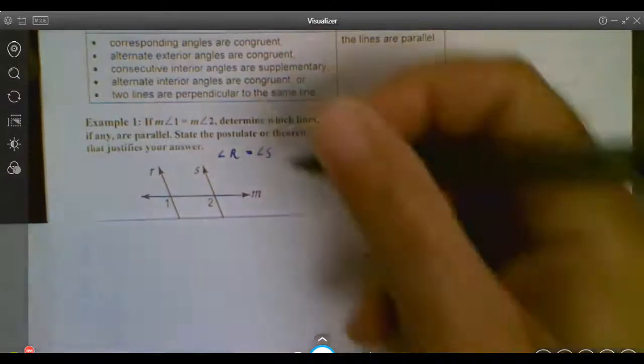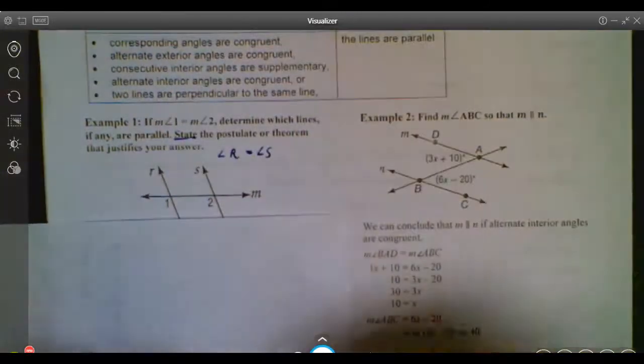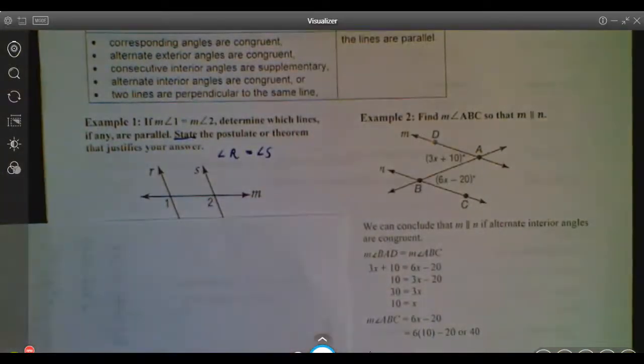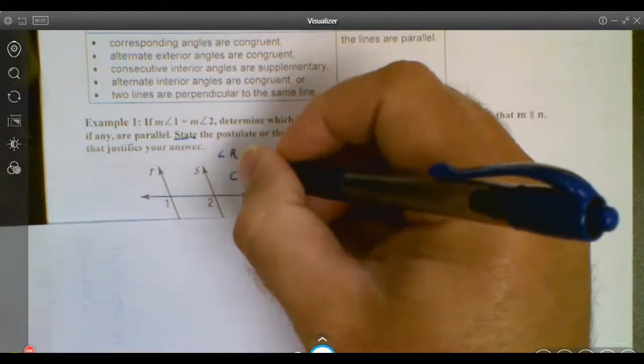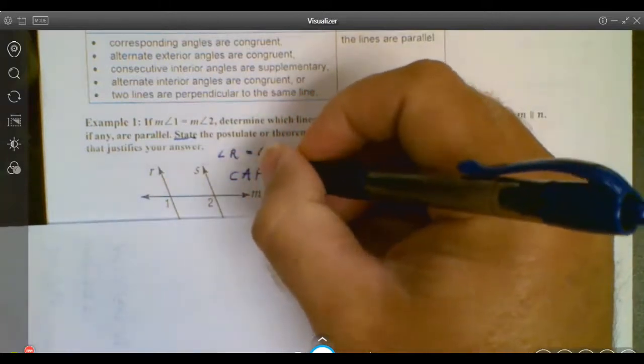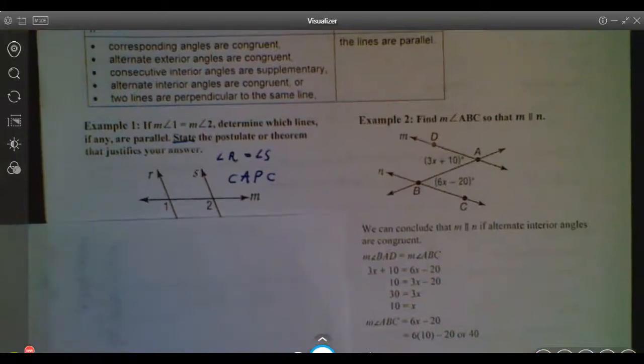And if we need to state the postulate or theorem that we're using for this, well, this is the corresponding angles postulate, but it's the converse of that, because now we're using it to prove that the lines are parallel. So we're going to say the corresponding angles postulate converse. Right, so we're throwing in the extra C at the end there because this is now the converse of that postulate, since we're using it to prove the lines are parallel.